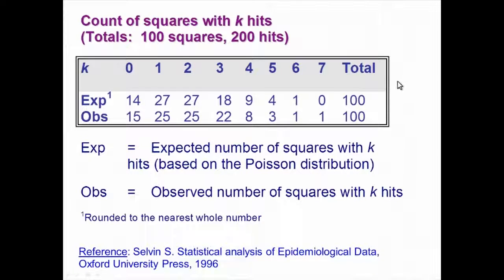So what, you might say? So we find the expected and the observed are very similar, but that's just a bunch of points on a bunch of squares.